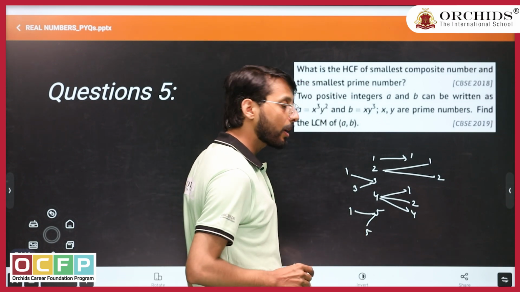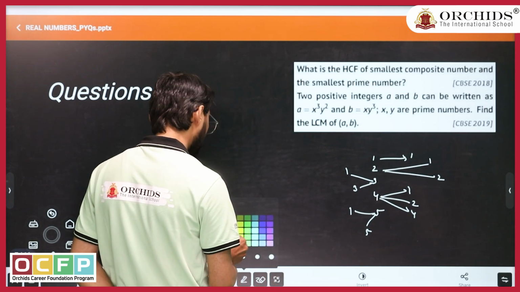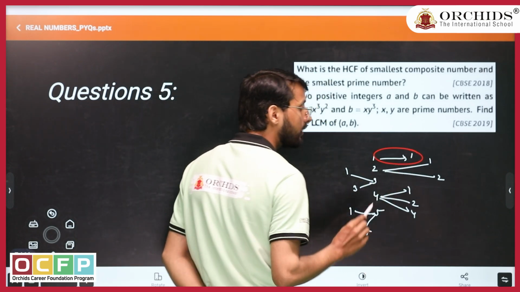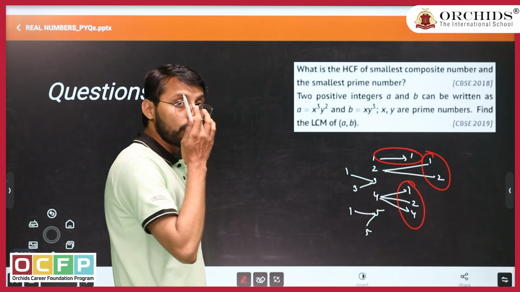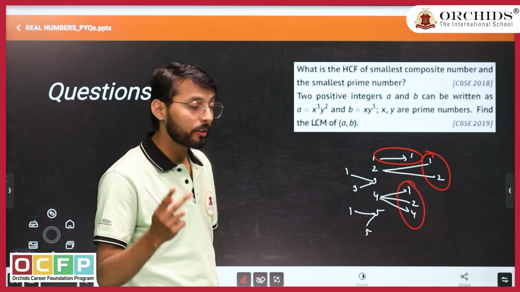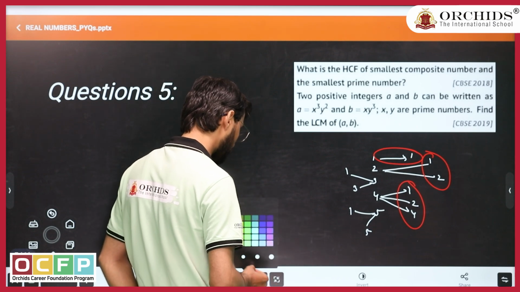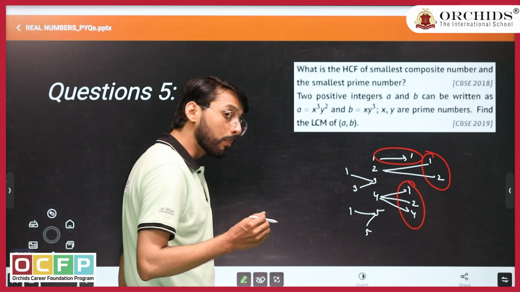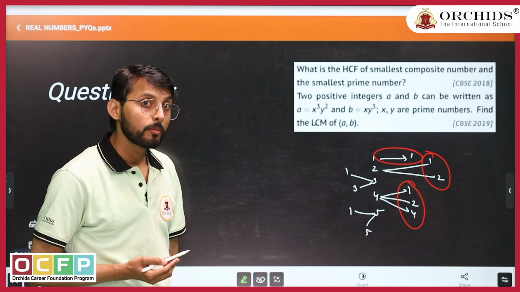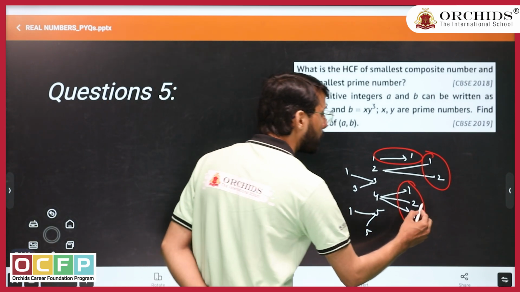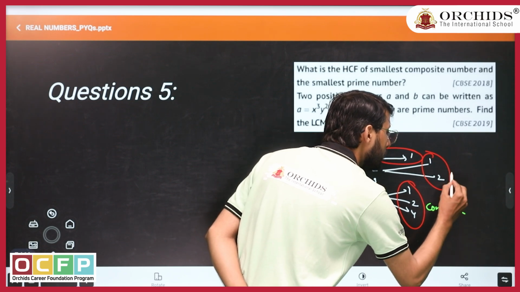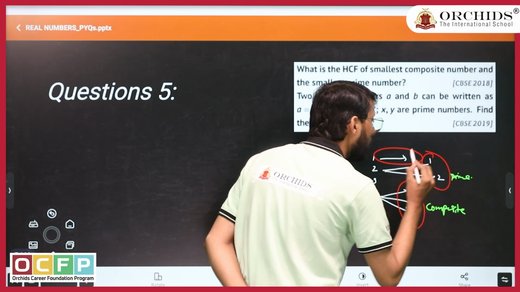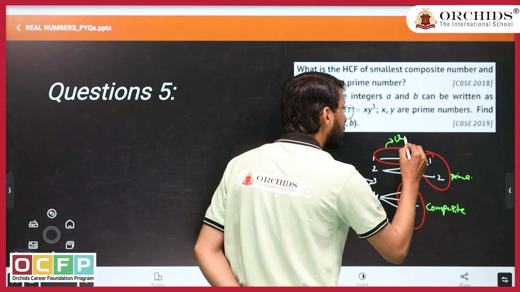So the minimum number of factors we are getting is 1. And second, 2 factors or 3 factors. If a number has exactly two different factors, that type of number is known as prime. And if a number has more than two factors, that is known as composite. Composite. And this is prime. And this is a unique number.